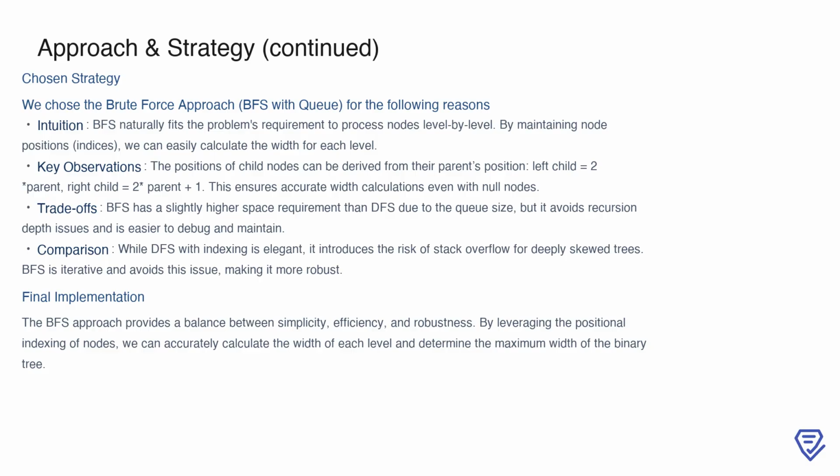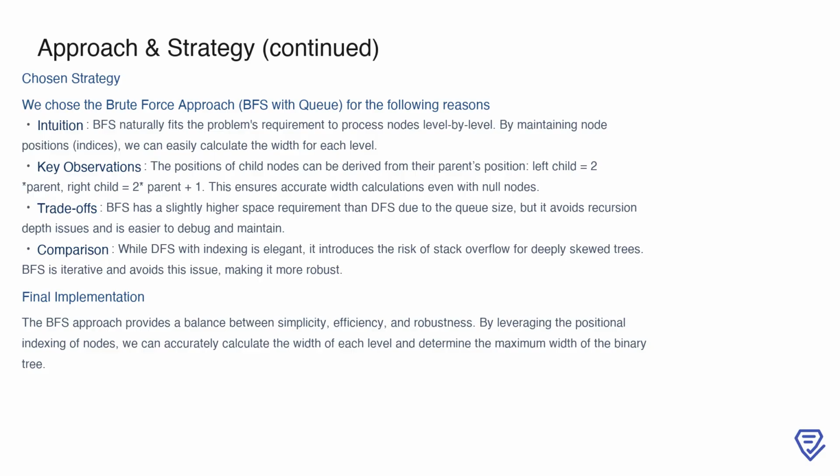The strategy we ultimately chose for this problem is the brute force approach using BFS with a queue. This method aligns well with the problem's requirement to process nodes level by level. By maintaining positional indices for each node, we can calculate the width of each level efficiently. A key advantage of BFS is its intuitive handling of node positions. The positions of child nodes can be derived directly from their parent's position using simple formulas: left child equals 2 times the parent's position, and right child equals 2 times the parent's position plus 1. This ensures accurate width calculations, even in the presence of null nodes.